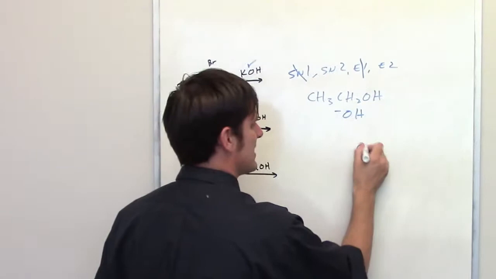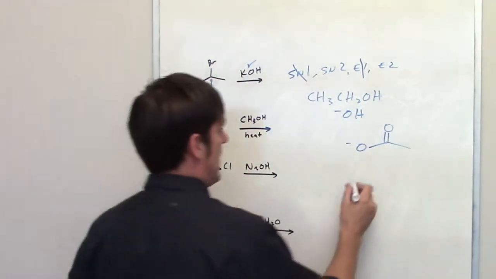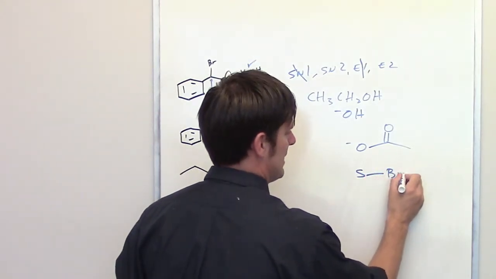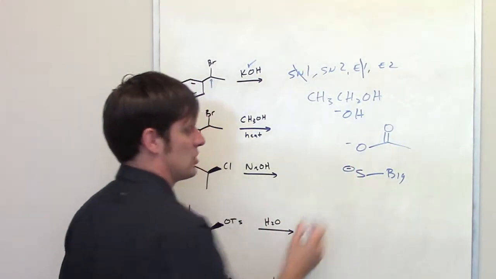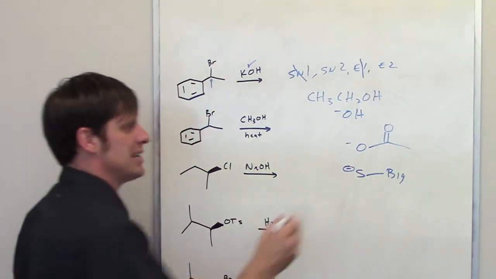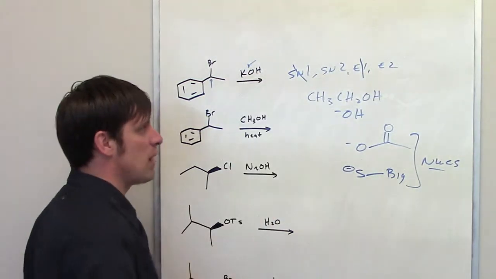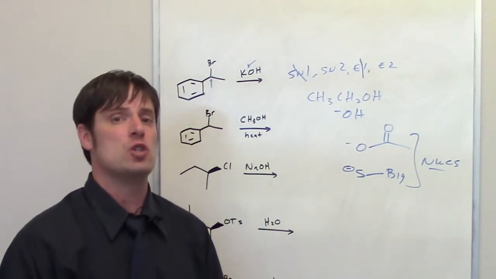Exceptions are acetate. Acetate looks like this. It's going to be a nuke. And another example is sulfides of any size. This sulfur could be attached to something big, and generally speaking, sulfur nucleophiles, which could have a minus charge or not, will be nukes. So these guys are going to be nukes. As you can see, OH minus is smaller than ethanol, which means that it's a nuke, which means that it's going to prefer to do substitution.